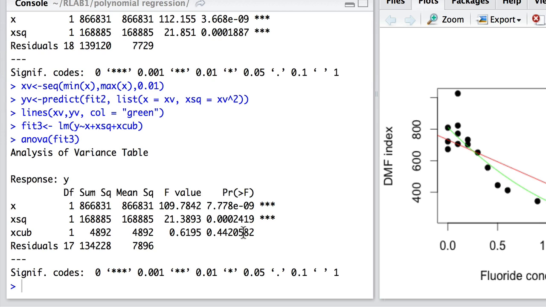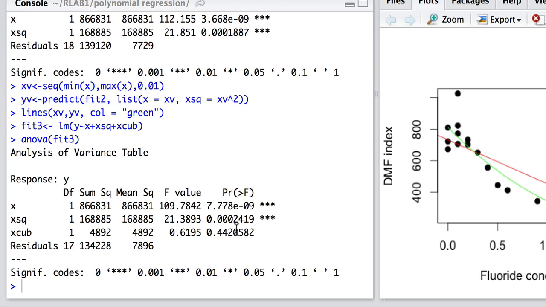There's the analysis of variance for the fit of that model 3. X explains significant variability in y. X squared explains significant variability in y once you take into account the variability explained by x itself. But x cubed fails to explain significant variability over and above that explained by x and x squared. So we're left with a view overall that the quadratic, the model with x and x squared, is superior because adding that extra term does not explain significant variability in the model.